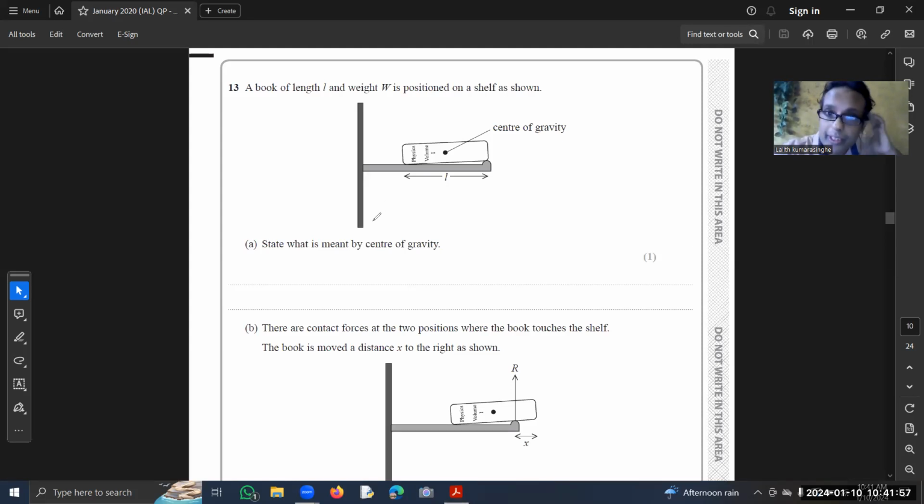Center of gravity is the point where the total weight of the object appears to be acting. Easy marks. Go to the next part.